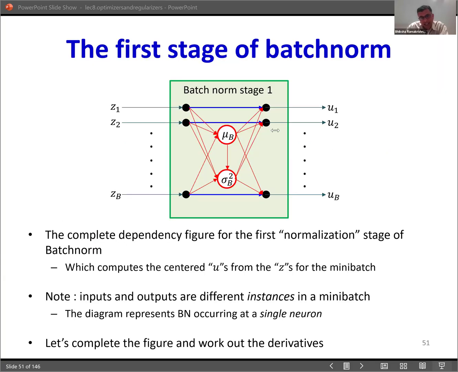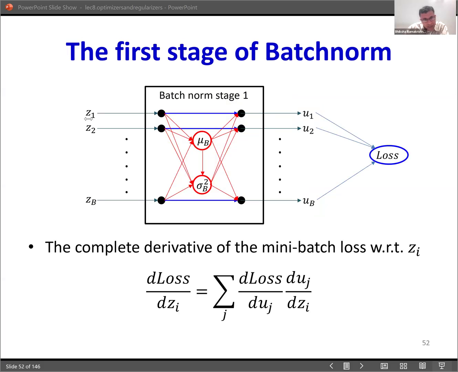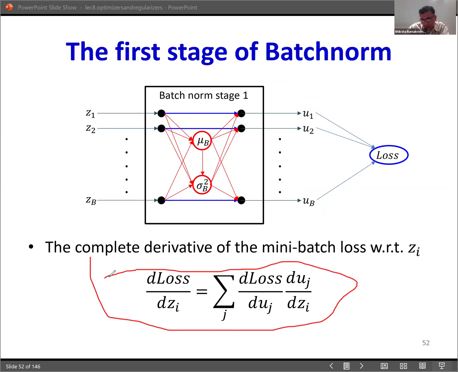Let's go back and see how we can get the derivatives for these z's once you're given the loss derivatives for the u's. Observe that every z influences every u. So when I want to compute the derivative for any zi, I have to sum over all of the u's. The derivative of the loss with respect to any zi is the sum over all u's of the derivative of the loss with respect to u times the derivative of u with respect to z. This must be obvious to all of you, right?